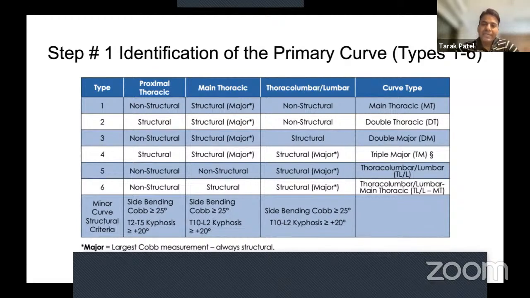Type 5 is only located in the lower half, that is the lumbar and thoracolumbar, where the main thoracic and proximal thoracic curves are non-structural. And type 6 is similar to type 3, but the only difference is that in this type, the thoracolumbar lumbar curve is the major curve as compared to the main thoracic curve. So this is the first step.